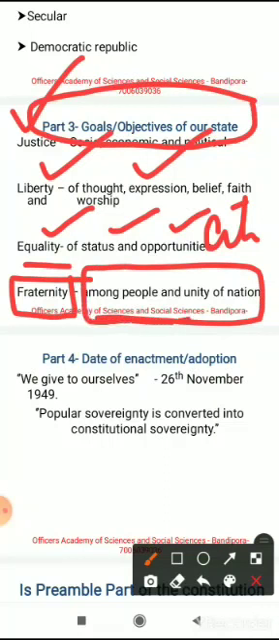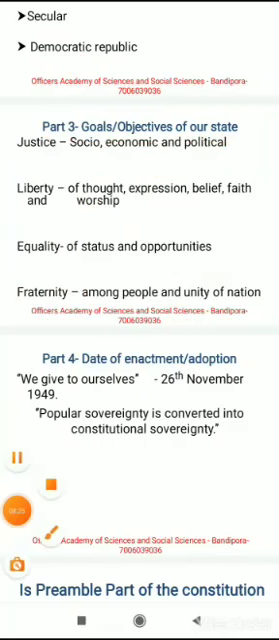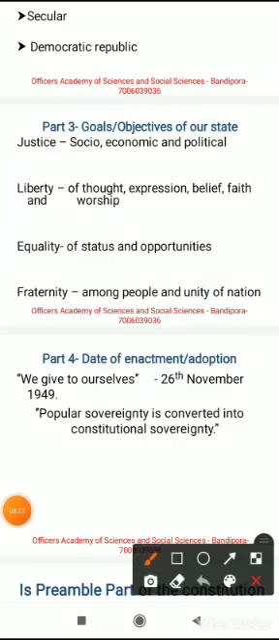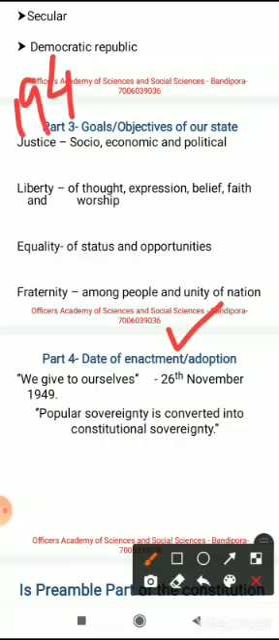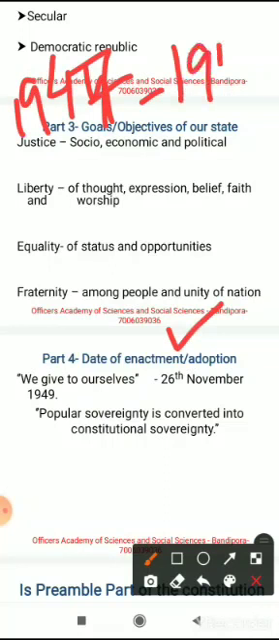And the last part of our constitution is the date of enactment. The Constituent Assembly framed the constitution from 1947 to 1949.